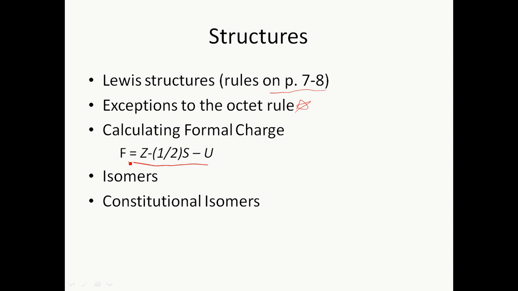They use this formula: F equals Z minus 1/2 S minus U. I have an easier way of remembering that: the formal charge equals the number of valence electrons minus the number of sticks minus the number of balls. What does that mean? You can calculate the number of valence electrons from the periodic table. The number of sticks is the number of bonds.